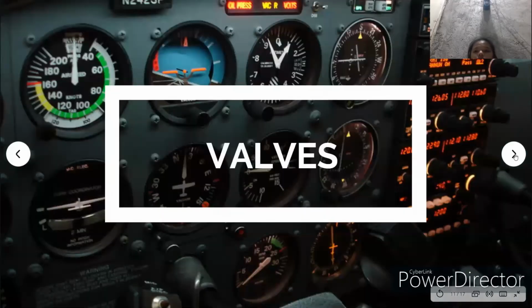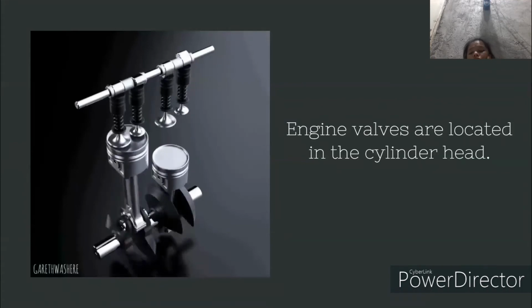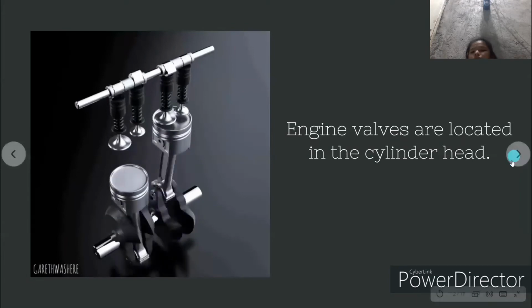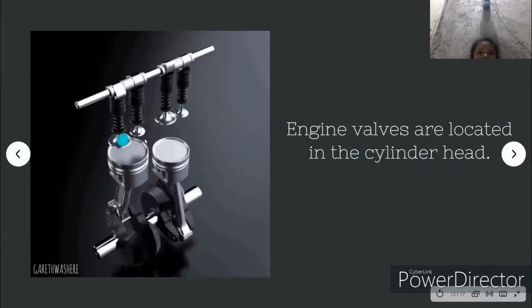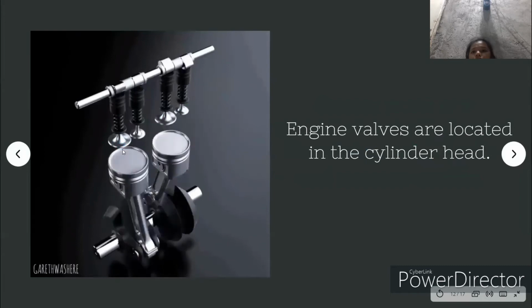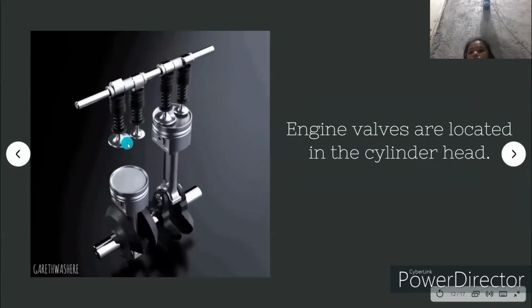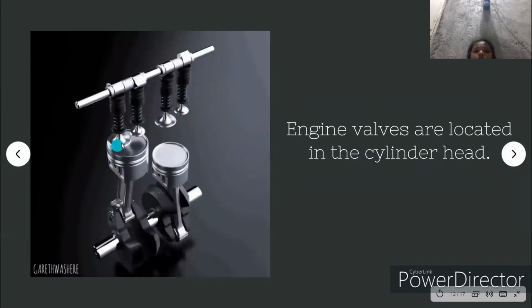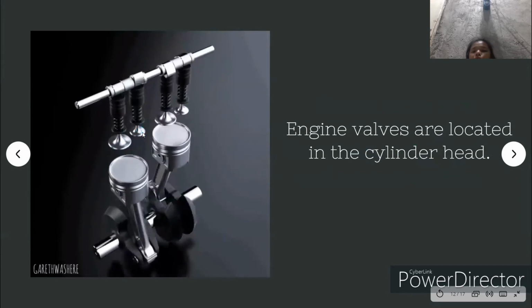Next one is the valves. So what are the valves? We have two kinds of valves: exhaust valves and intake valves. Engine valves are located in the cylinder head. If you notice here, these are our valves, these four. They are different in size: one is big, one is small. Which of these are the intake and exhaust valves? Basically, the intake valves are the biggest, while the smaller ones are our exhaust valves.